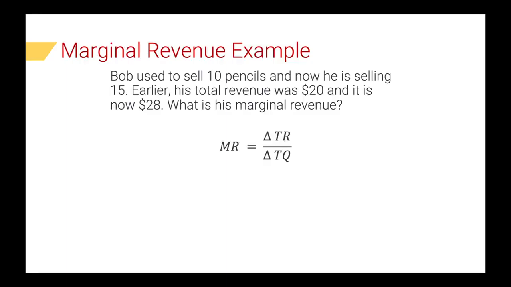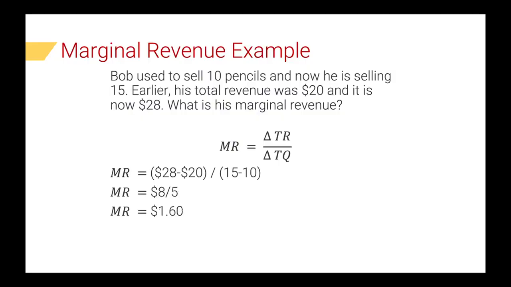This is the formula, the change in total revenue divided by the change in total quantity. So his marginal revenue is 28 minus 20 divided by 15 minus 10. That means his marginal revenue is $8 divided by 5, which is $1.60.